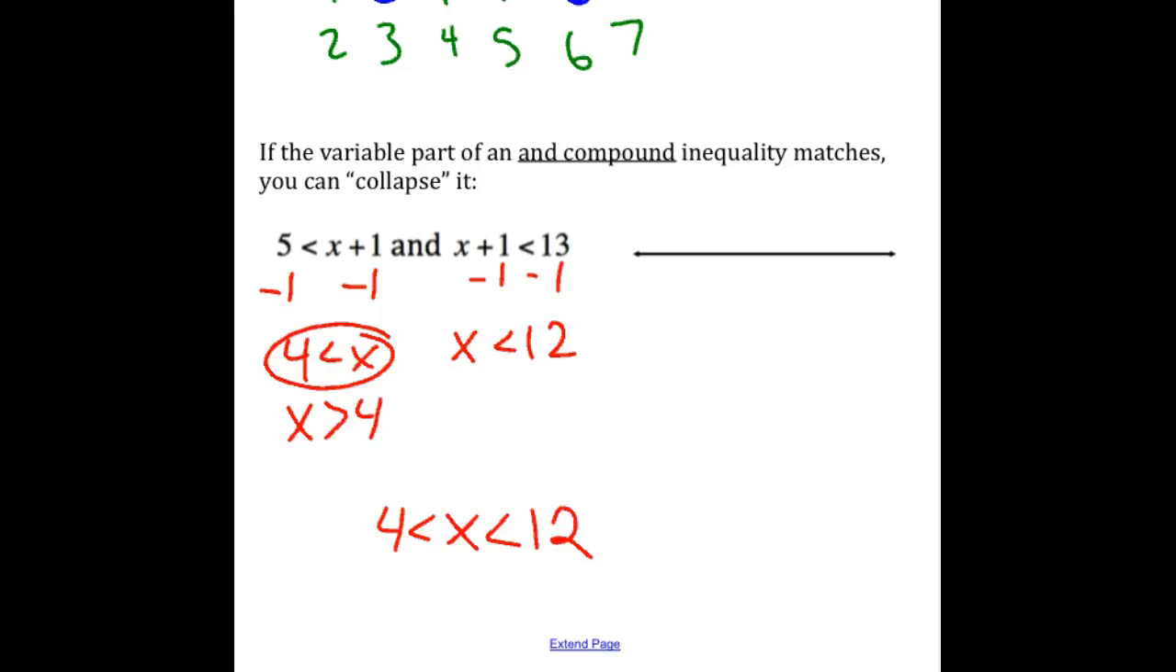So you can write it as x is greater than 4 and x is less than 12, or you can collapse it into one inequality. Now let's quickly graph that, a point at 4 and a point at 12. You don't have to have all the points in between. You might choose to put maybe 8 because that's right in the middle. We need to put open circles at both 4 and 12 and shade in between.